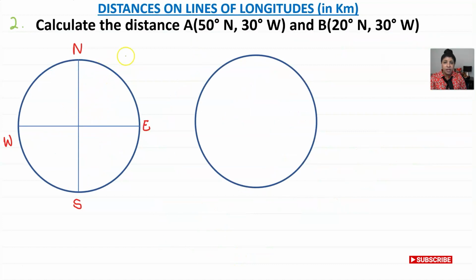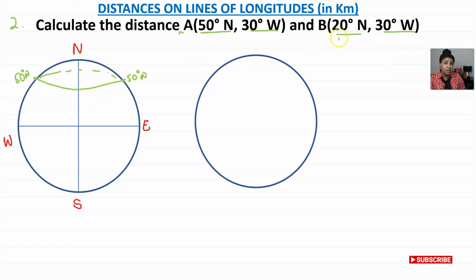Number 2 then, we're asked to calculate the distance from point A and point B. So A should be from there. A is located 50 degrees north, 30 degrees west. B is located 20 degrees north, 30 degrees west. Again, we can see they are on the same longitude. So let's go ahead and draw in our latitudes first. So 50 degrees north is, let's say, right about there. 50 degrees north. It's an estimate. You don't need to draw this with any mathematical tools. So 50 degrees north, we got our latitude there.